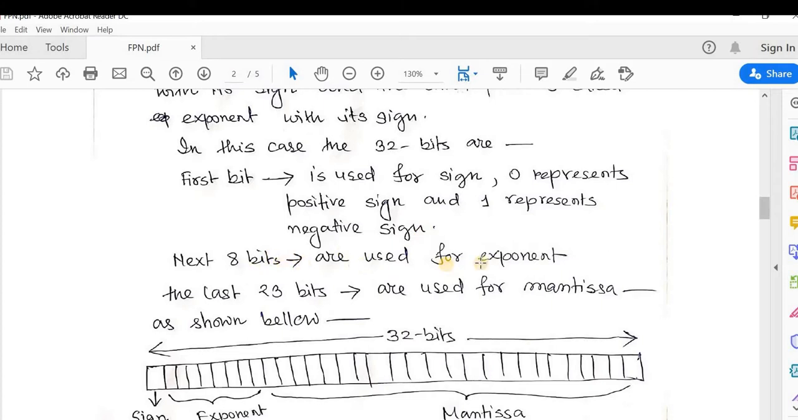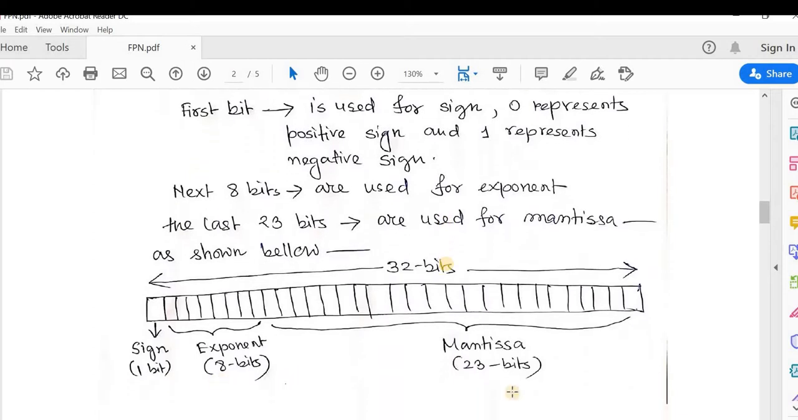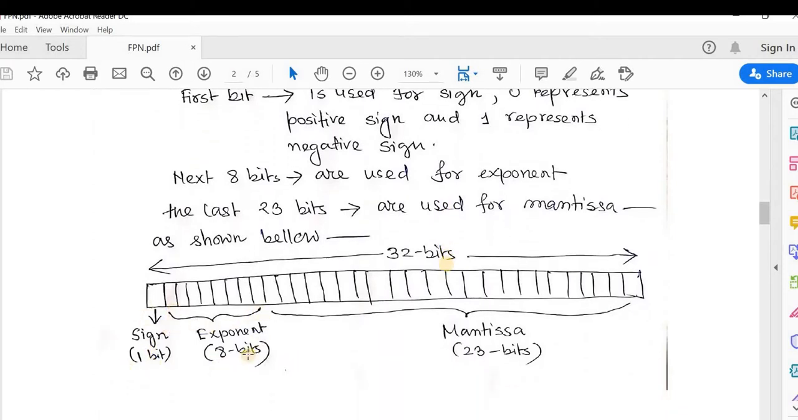The next 8 bits will be the exponent. So 8 plus 1 makes 9, and then 23 bits remain. The next 23 bits will be the mantissa part. So this is shown in this figure. You can see here the first bit is for sign bit, next 8 bits are for exponent and then next 23 bits are for mantissa. So total of 32 bits. So this is the 32 bit representation of floating point number, or it is also called single precision representation.